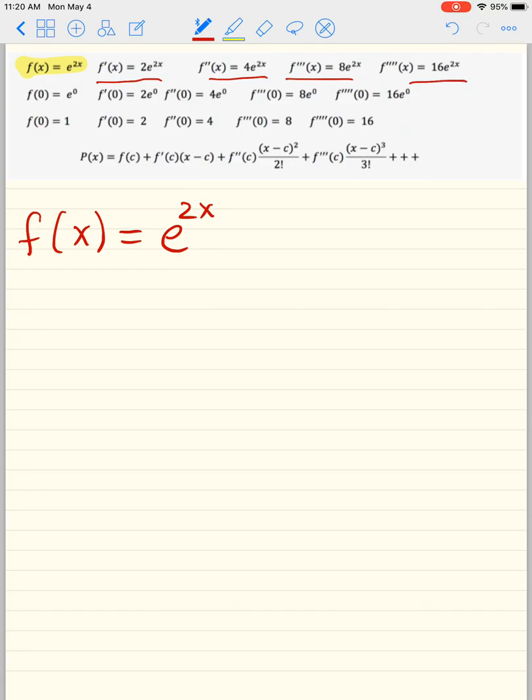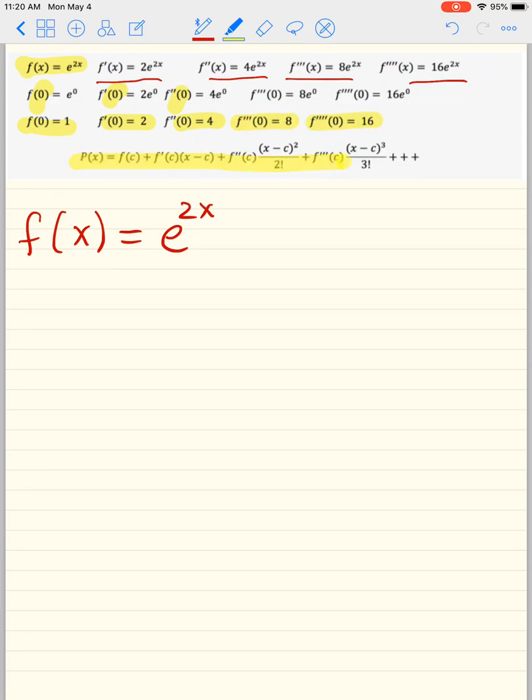What's our next step? Our next step is to substitute the constant c that we're going to be approximating about. So that's 0, 0, 0. But remember, e to the 0 is just 1. E to the 0 is 1 times 2 is 2. E to the 0 is 1 times 4 is 4. E to the 0 is 1 times 8, and so on.